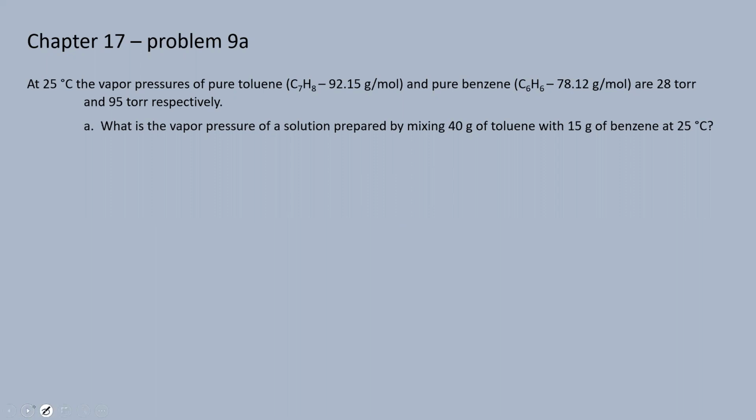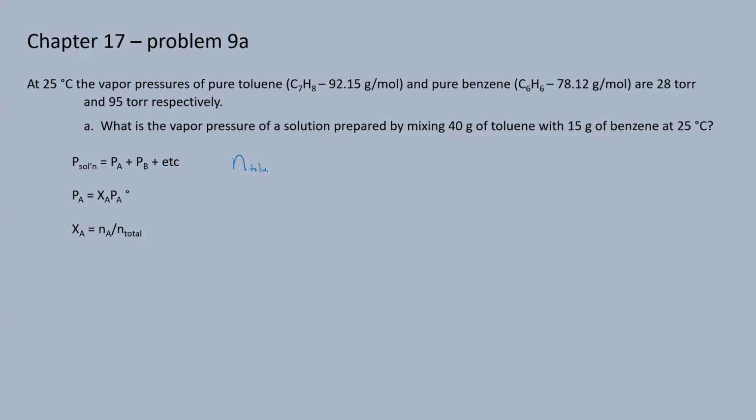So we know that mixing the two together will affect each other's vapor pressure. So the vapor pressure of pure toluene versus in the solution, and the vapor pressure of pure benzene versus in the solution, are totally different. If we want to find the vapor pressure of a solution, it's the sum of all the individual vapor pressures. We could find the individual vapor pressures by using Raoult's law, which means we're going to have to find the mole fraction. So let's find the moles of each.